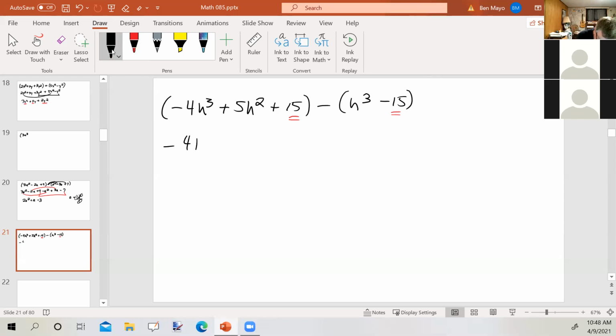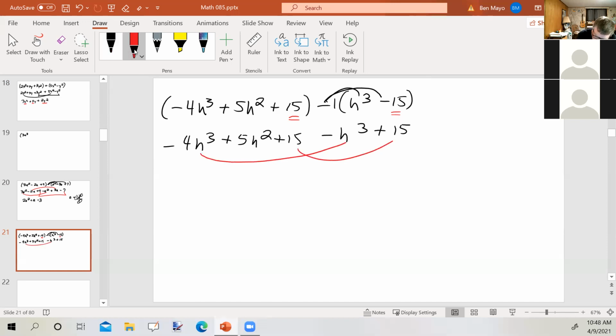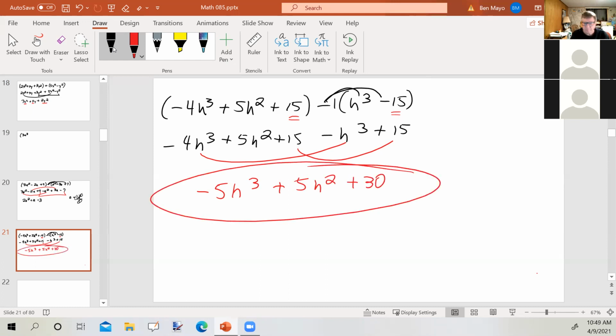So I'm going to get negative 4h cubed plus 5h squared plus 15, then distributing the minus 1, minus h cubed, minus times minus is plus 15. Now, combining like terms, those go together and those go together. Negative 4h cubed minus 1 more h cubed would be negative 5h cubed plus 5h squared, and then 15 plus 15 is plus 30. So we get that result.